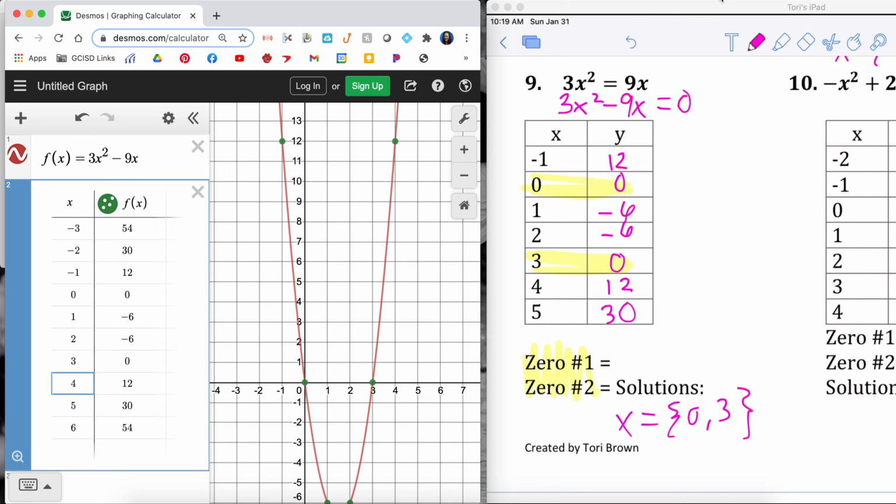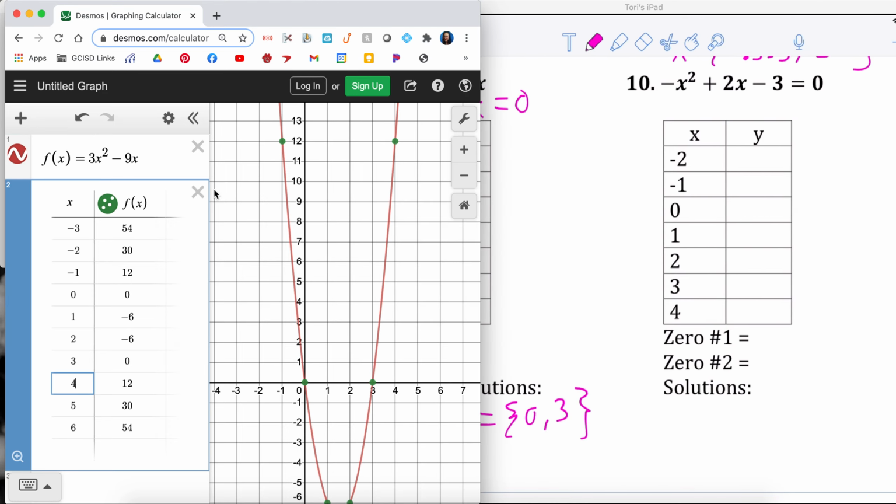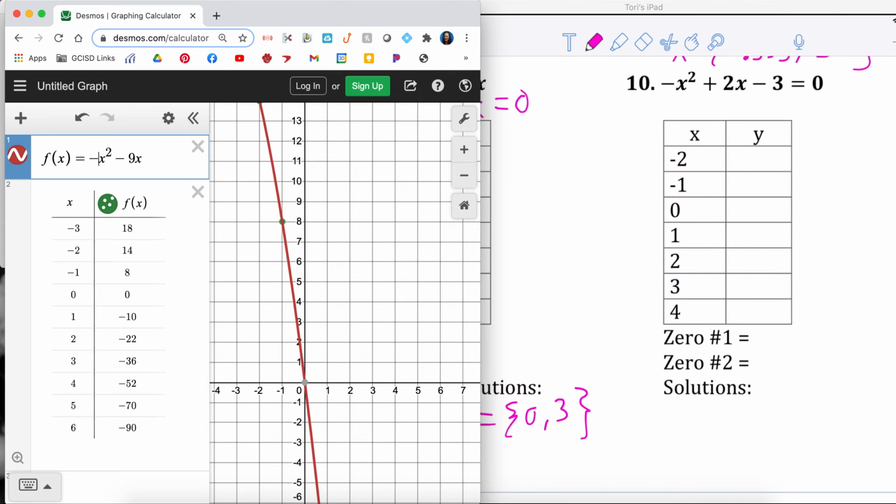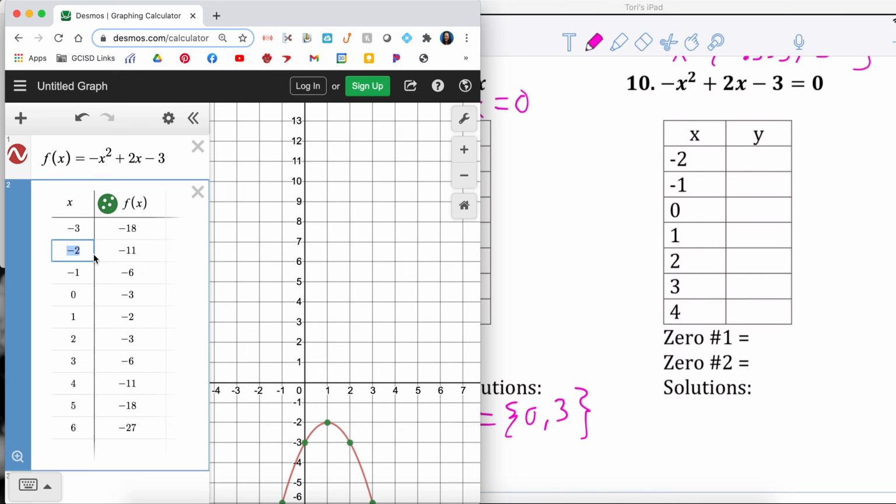All right, last one, number 10. Edit my equation. This time it's going to be a negative. So negative x squared plus 2x and then minus 3. Starting with negative 2 right here on my numbers I'm writing down. So we're going to go negative 11. Negative 6, negative 3, negative 2, negative 3, negative 6, and negative 11 again.